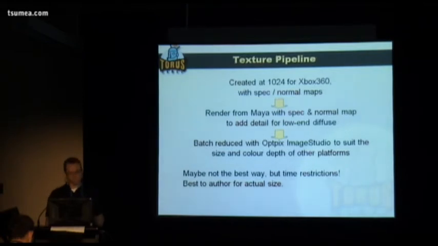Yeah, so for Monster Jam, all of our textures were created at 1024 for 360 with their spec and normal maps. And then we'd render from Maya, like just stick that texture onto a flat plane, set up some nice lights around it, and then render it out to a texture for Wii, and PS2 and DS obviously, and then batch reduce it with Optipix. And in Optipix you can just say, I want it 128 with only 16 colours, or I want alpha, or I don't want alpha, I want the alpha to be really good, or just quick and dirty. And it does a fantastic job of reduction.